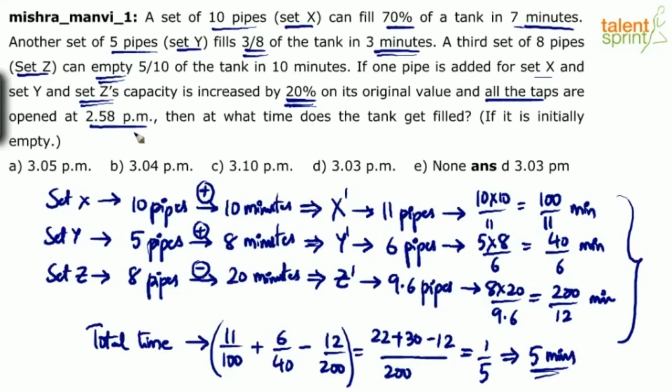They started at 2:58 p.m., right? Plus 5 minutes will be equal to what? 3:03. Yes or no? Option D would be the answer.